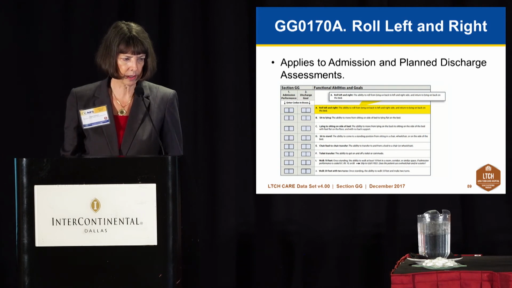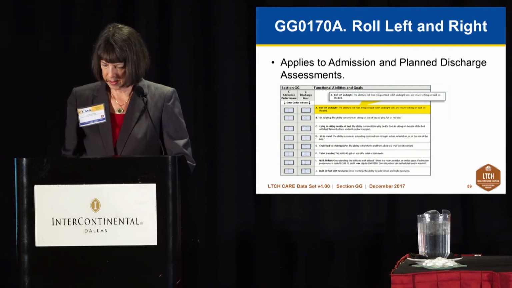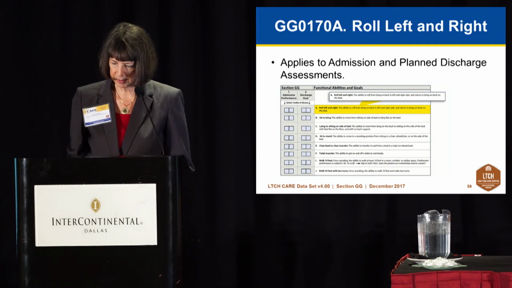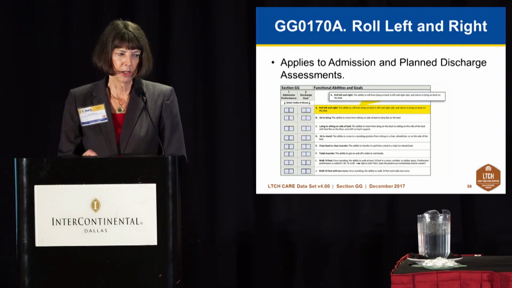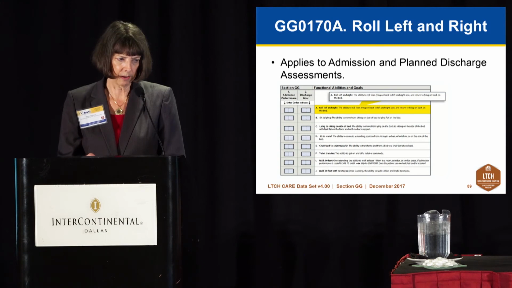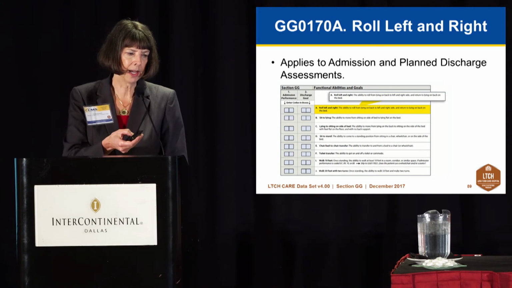Okay, so here is the beginning of the mobility item set. You can see them listed here. We're first going to go through GG0130 roll left and right.